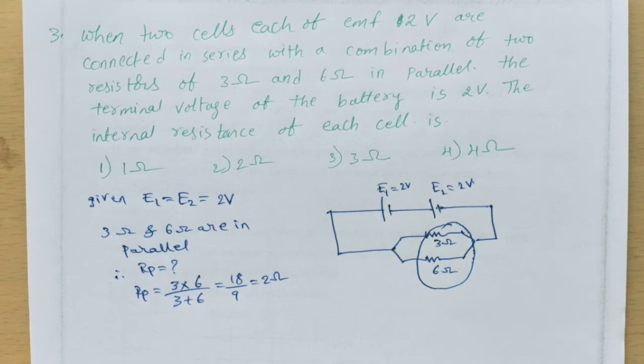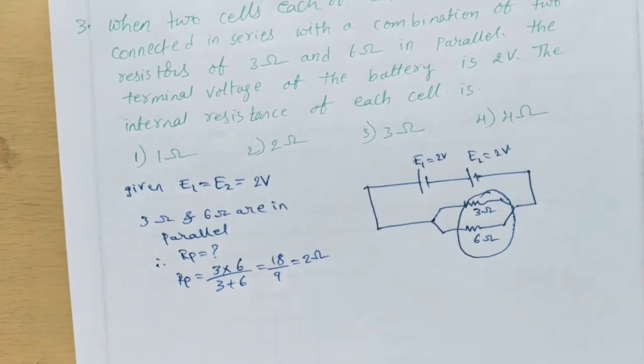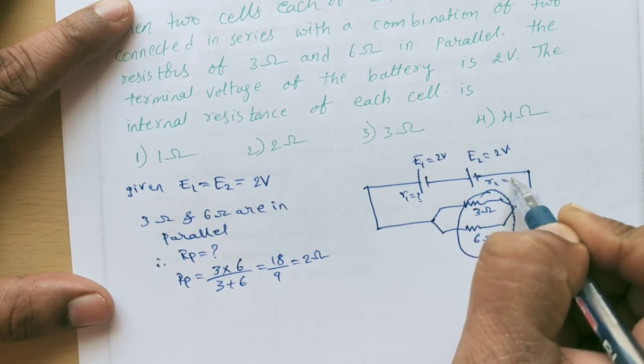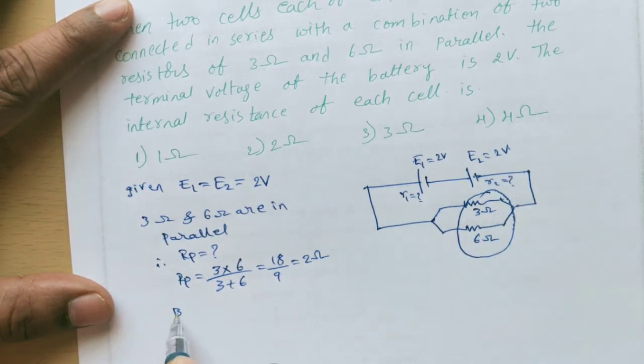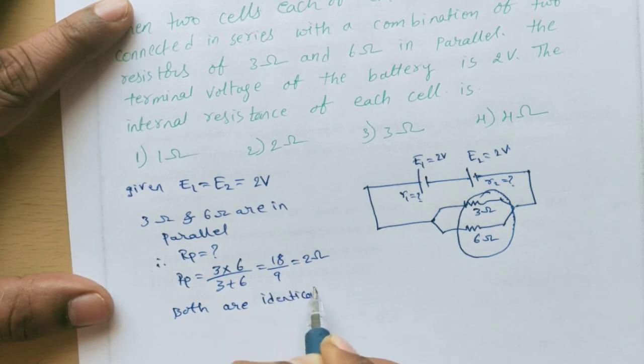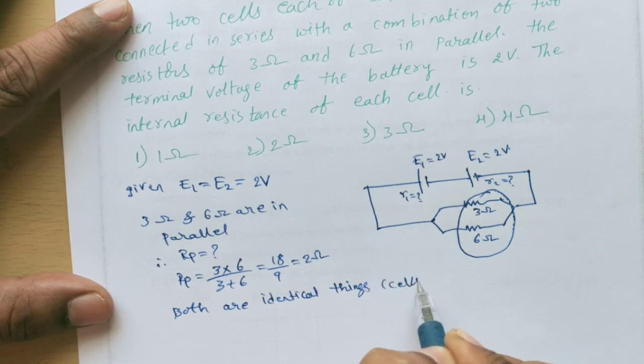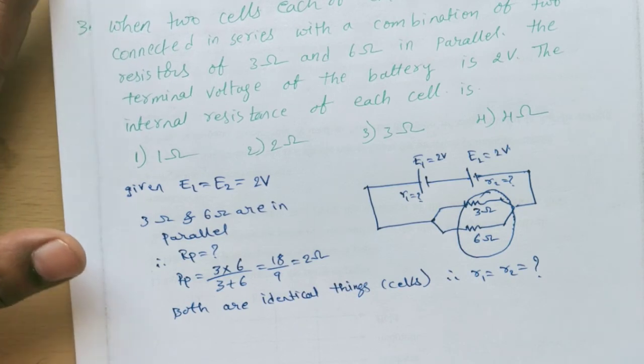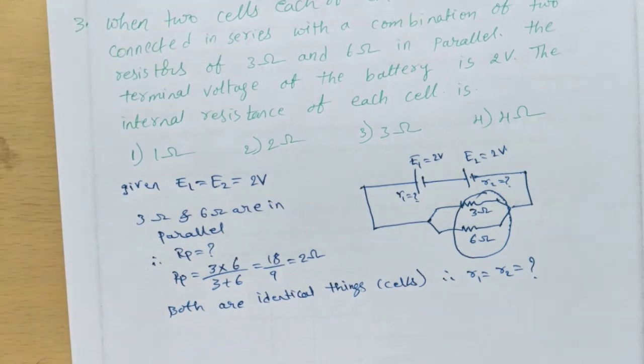Now the question how the thing is given means the terminal voltage of the battery is how much is given? 2 volts. The internal resistance of each cell we want to find out. So here R1 is equal to how much? R2 is equal to how much? Here both are identical things only. Identical things, nothing but cells. Therefore here also R1 value is equal to R2 is equal to how much? That is we want to calculate first of all.